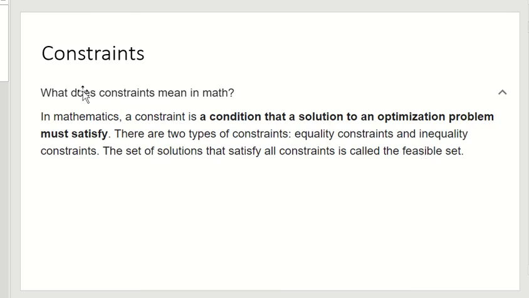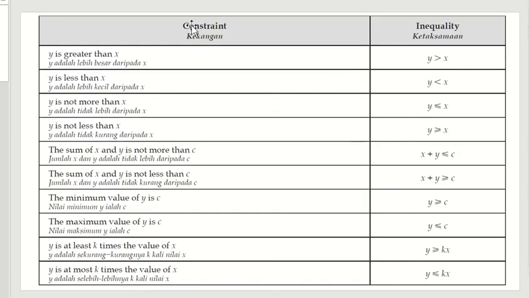Then we go to the constraint. What do constraints mean? Constraints mean conditions that solutions to an optimization problem must satisfy. We have two types of constraint: equality constraint and inequality constraint. In this topic we learn about inequality constraints. The difference between constraint and inequalities is that constraints are in the form of sentences, while inequalities are in the form of symbols.